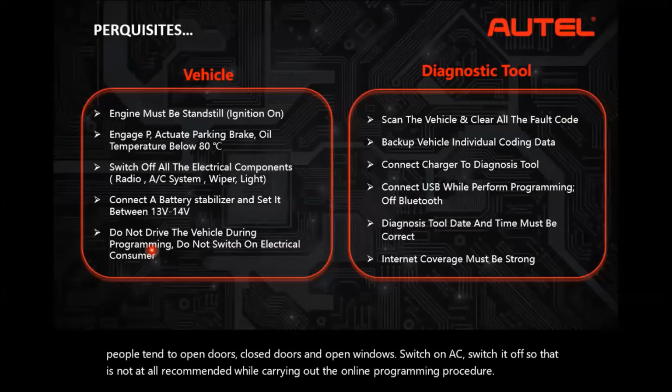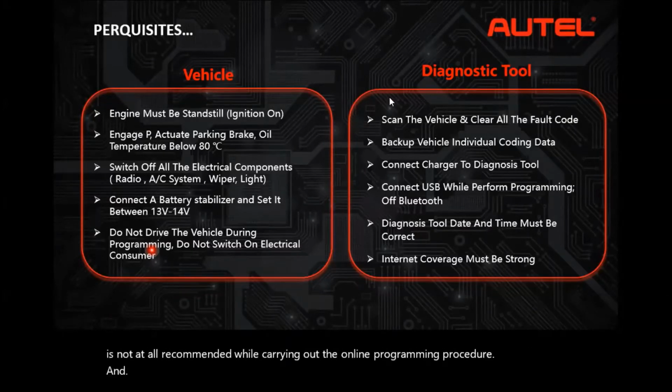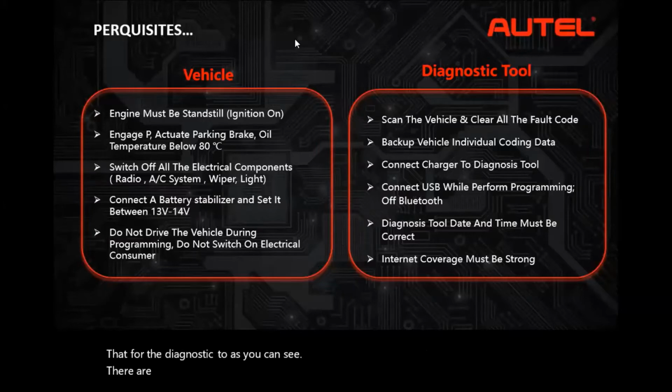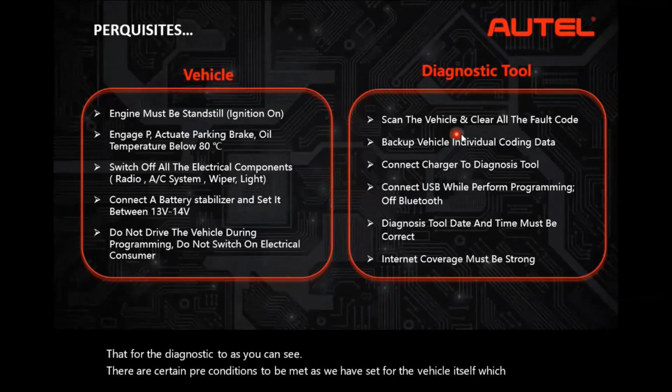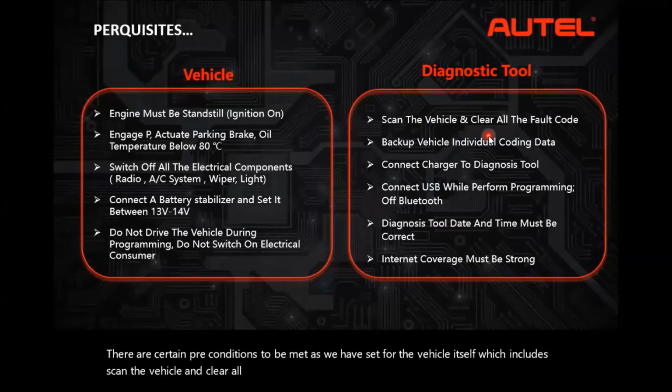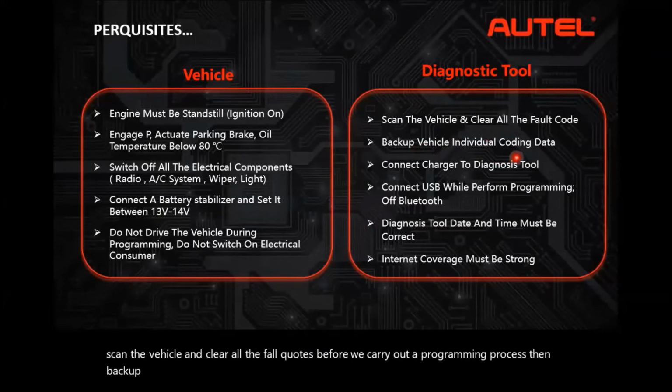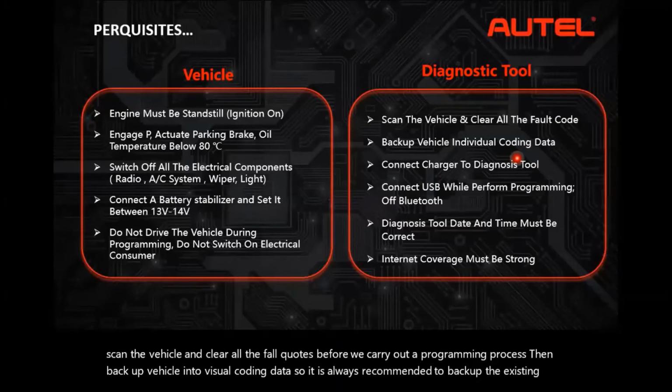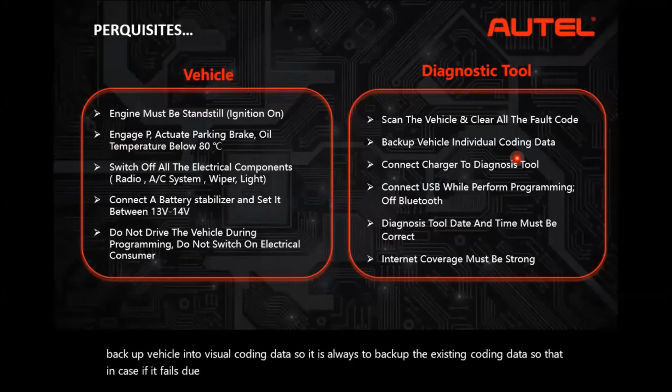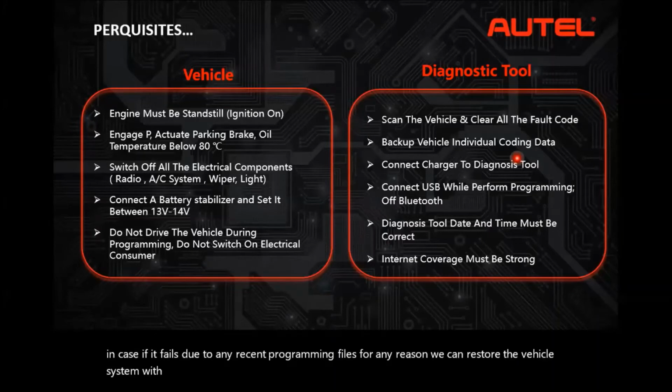And like that for the diagnostic tool, as you can see, there are certain preconditions to be met as we have said for the vehicle itself, which includes scan the vehicle and clear all the fault codes before we carry out a programming process. Then backup vehicle individual coding data. So it is always recommended to back up the existing coding data so that in case programming fails for any reason, we can restore the vehicle system with the backup data.